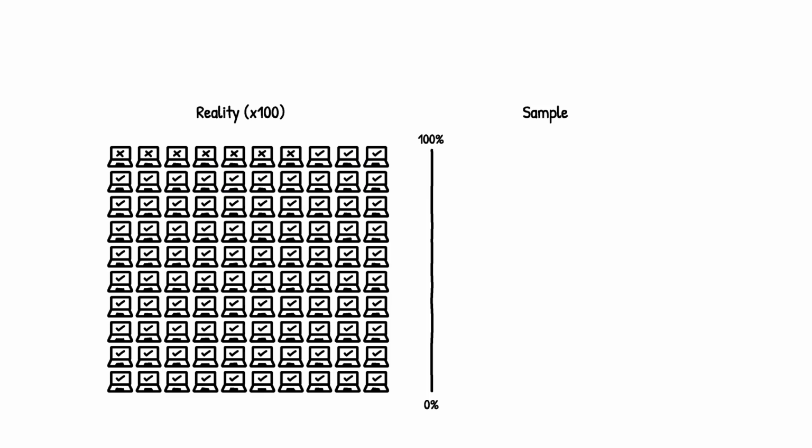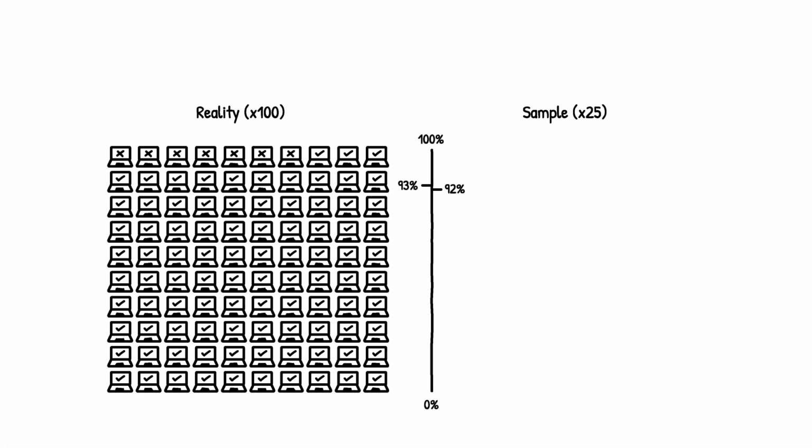Let's imagine we want to check the percentage of laptops that have encryption enabled. If we were to test the entire population, it would show that 93% of laptops have encryption enabled. But testing the entire population would take too long, so we use sampling. We select 25 laptops at random and test them for encryption. Our results show that 92% of laptops are encrypted.